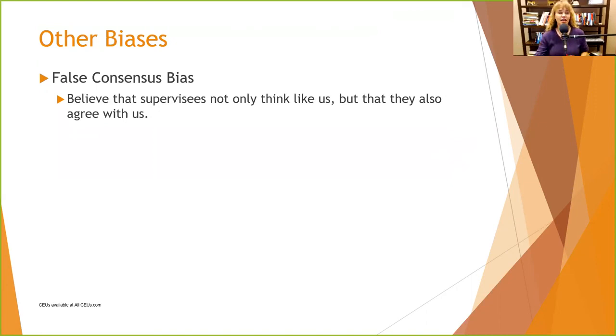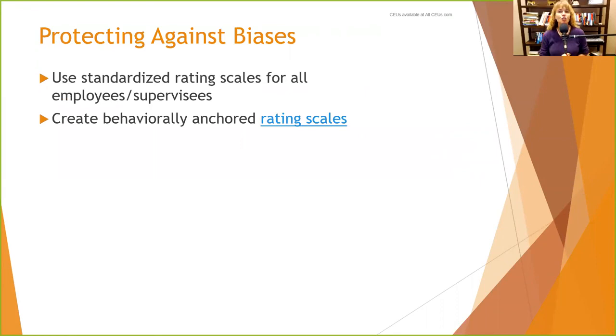Protecting against biases. Use standardized rating scales for all employees or supervisees. Use those rubrics as much as possible so you can see rapport building. You can see different interventions being used. You can see how different issues are addressed. And create behaviorally anchored rating scales. So it's not just a 1 through 5, sometimes, always, never.